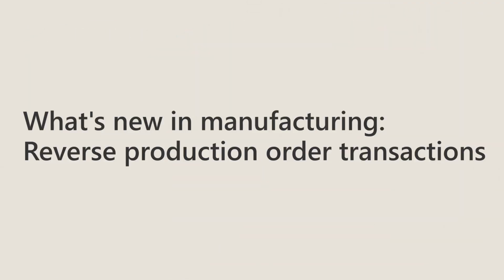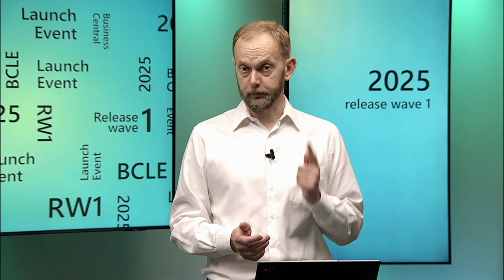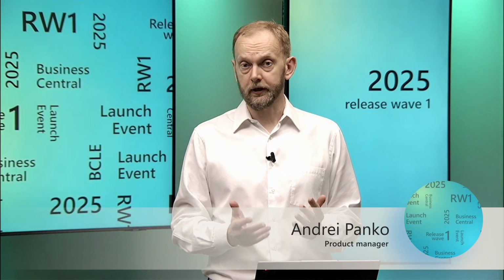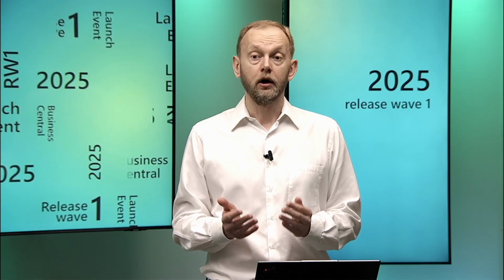Even when production doesn't go as planned, it is important to keep your inventory, cost, and financial transactions accurate. In this release, we are adding capability to revert output or consumption transactions, return unused raw materials back to the warehouse, or correct mistakes in the capacity ledger entries.